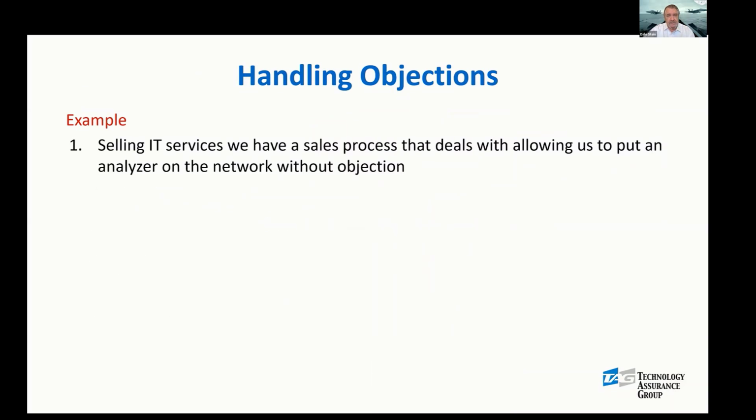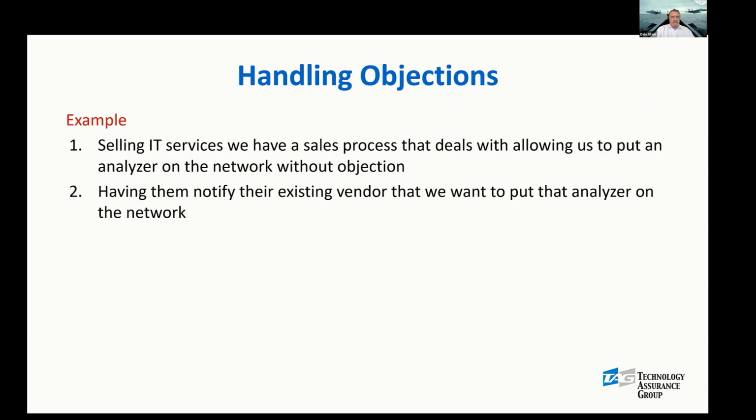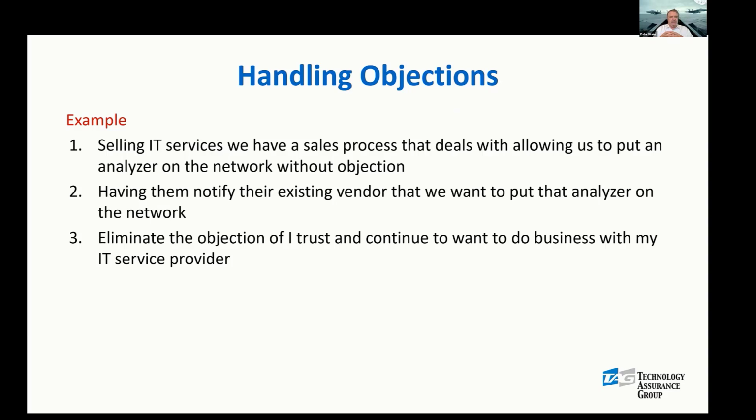Another example, selling IT services. We have a sales process that allows us to put an analyzer on the network without an objection. That's an objection we get: I don't want you to put the analyzer on the network. Another objection is having them notify their existing vendor that we want to put an analyzer on the network. We know that if that occurs, we have a major problem and a high probability we will not be successful in creating the chasm between their existing vendor and ourselves. Another is eliminating the objection of trust and continuing to want to do business with the IT provider.